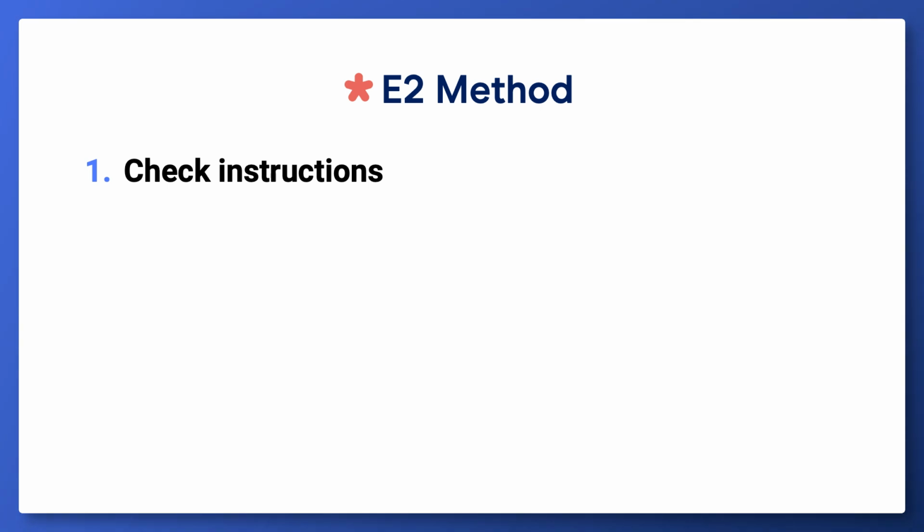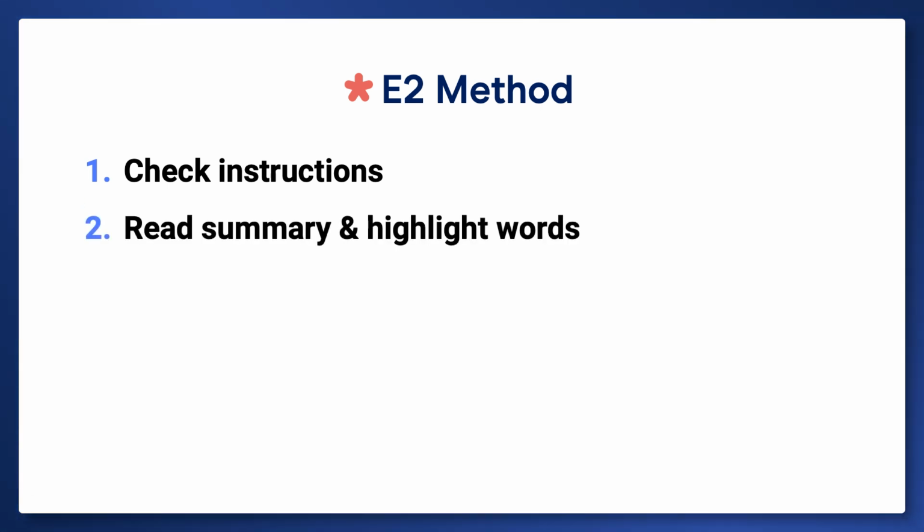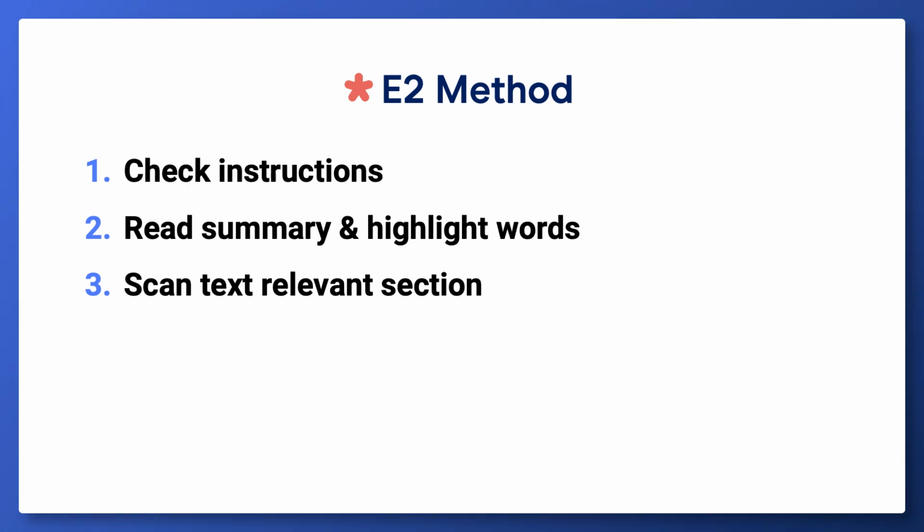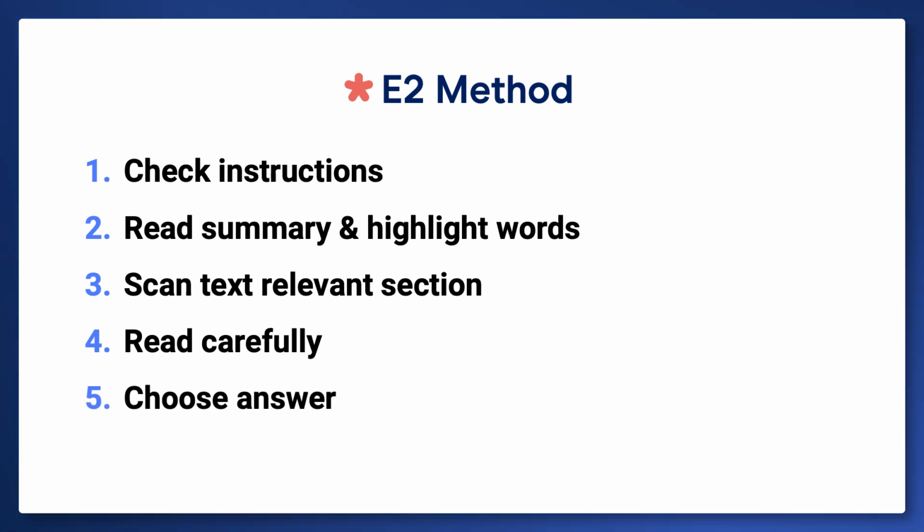Let's now have a quick look at the E2 method for this task. There are 5 steps that you need to learn which will help guide you to getting a high score in this part of the reading test. Step 1 is check the instructions. Step 2 is to read the summary and highlight keywords. Step 3 is to scan the text for the relevant section. Step 4 is to read carefully. And finally, Step 5 is to choose an answer.